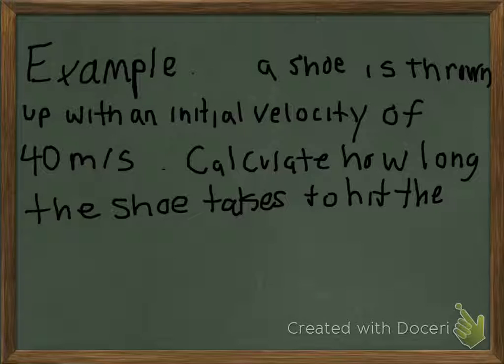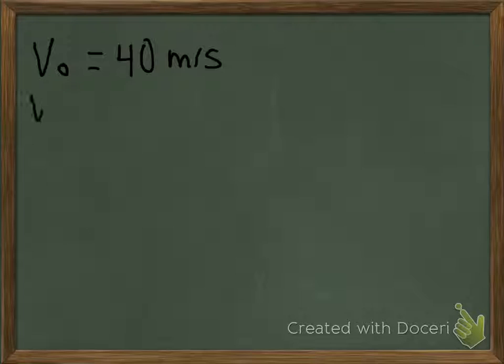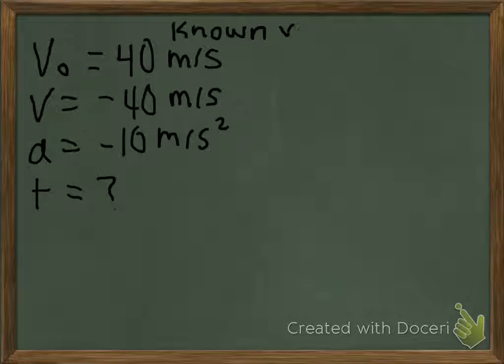An example is a shoe is thrown up with an initial velocity of 40 m/s. Calculate how long the shoe takes to hit the ground. So we know these variables to start off. v naught equals 40, v equals -40, a equals -10, and we don't know t. We're trying to solve for t.